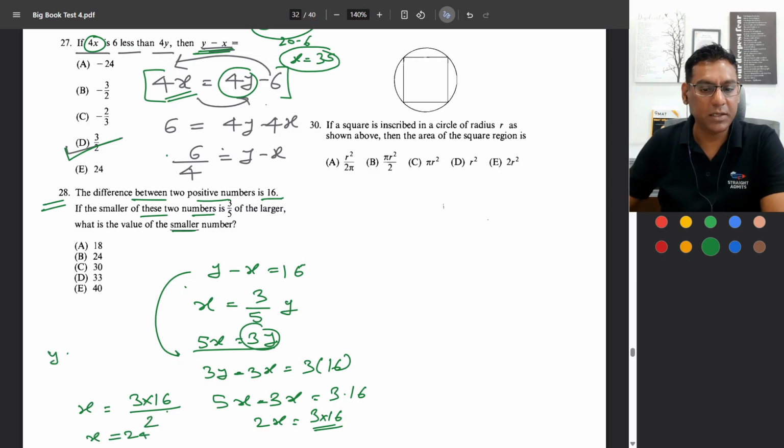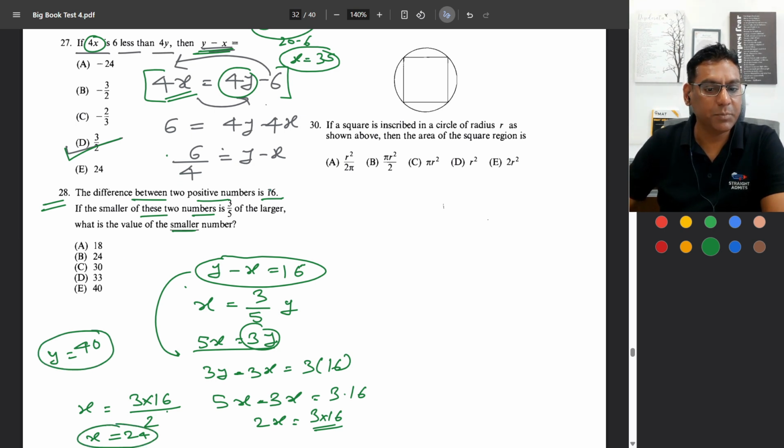Right. So y is going to be what? Just add 16 to that. Y is going to be 40. Are these numbers making sense? The difference between the numbers is 16. Yes. The smaller of these numbers, that is 24, is 3/5 of the larger, 3/5 of 40. We have 8 times 3, 24. Yes. This is the correct solution. What is the smaller number? Smaller number is 24. Answer choice B.